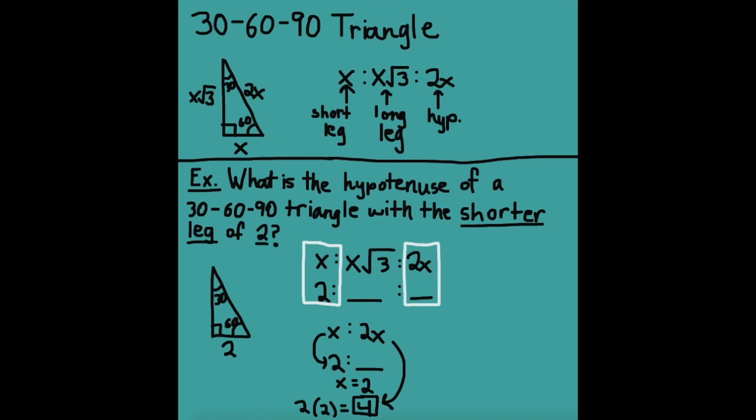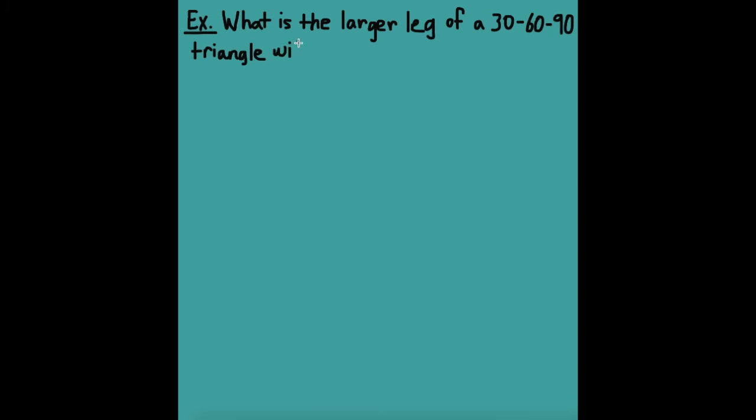Let's try another example. What is the larger leg of a 30, 60, 90 triangle with the hypotenuse of 6? In this problem, they only gave us the hypotenuse, which is 6. So let's draw a picture. Here we have a right triangle with the angle opposite the shorter leg being 30 degrees, and the angle opposite the longer leg being 60 degrees. The hypotenuse is 6, and we are trying to find the larger leg.